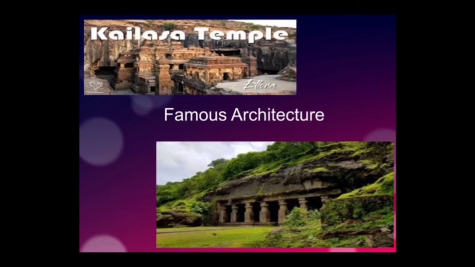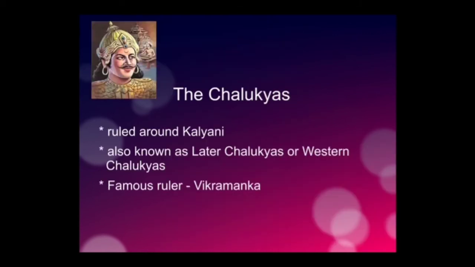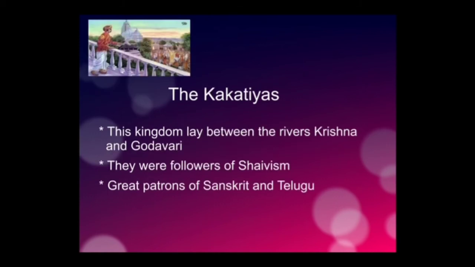The beautiful Kailasa temple, as you can see in this picture, and the famous Elephanta Caves, which are at present near modern Mumbai, were built by the Rashtrakuta rulers. Other kings who ruled over the Deccan region were the Chalukyas. The Chalukyas of Kalyani were also known as later Chalukyas or Western Chalukyas, and the most famous ruler of this dynasty was Vikramaditya.